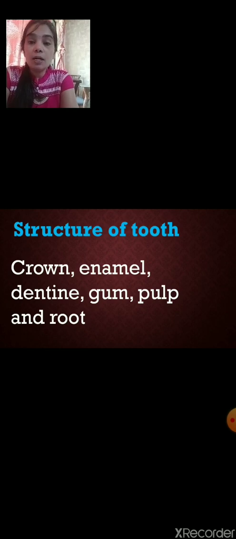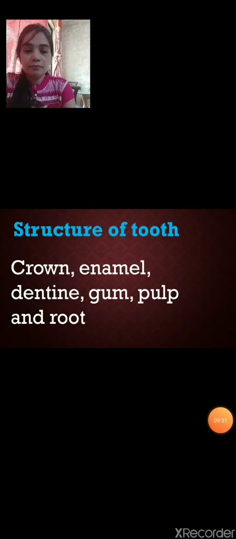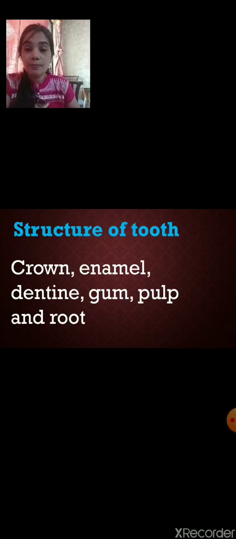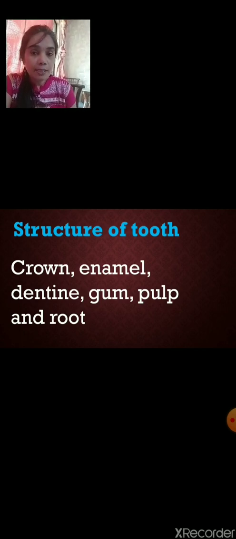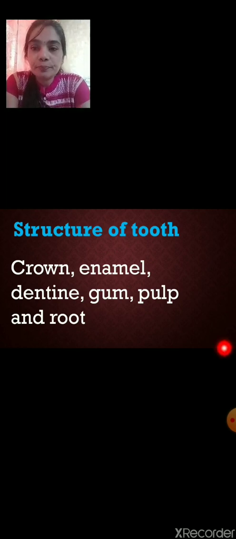Yes, we have crown, enamel, dentine, gum, pulp and root. So children, what is called crown? So we have these parts in our tooth. What is called crown? Yes, the part of the tooth that can be seen above the gum is called the crown. And what is enamel?